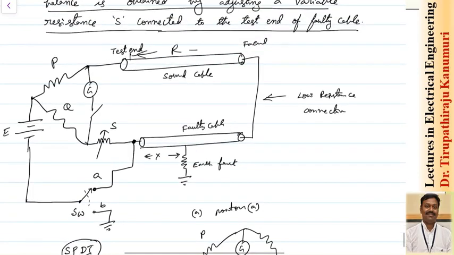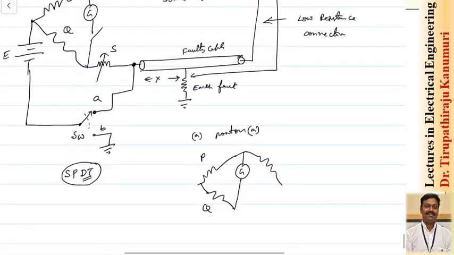This resistance I am taking as R, up to this fault location, which is unknown to us, R and X. So this will be equal to R. And this junction is connected to X because the battery is not connected to ground, so the earth fault doesn't have any significance when you are measuring this. So this will be equal to R plus X. That means the complete cable length R plus X is connected to this one.